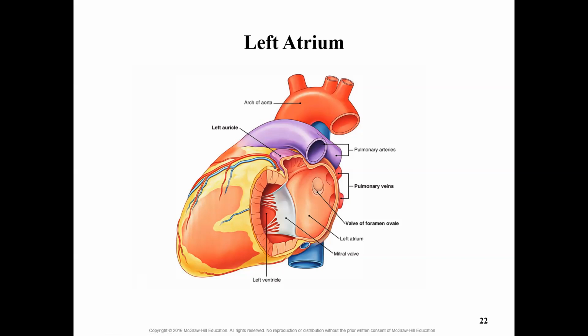And the only difference between right and left atrium is this. In the left atrium, you have opening of pulmonary veins. 4 openings. 2 veins come from right lung, 2 veins come from left lung.